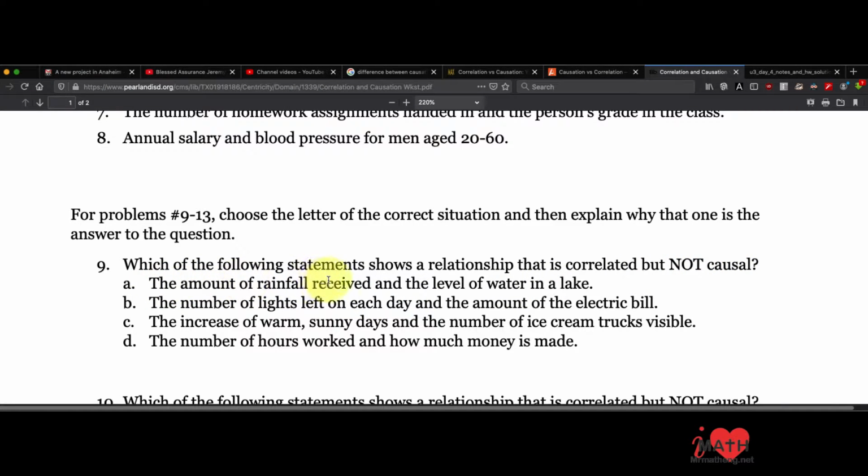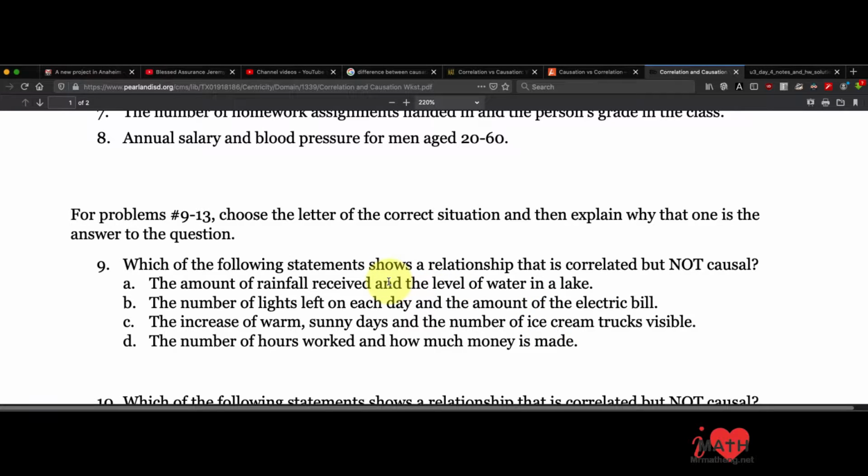The amount of rainfall received and the level of water in the lake. Rainfall causes water in the lake, yes, it does. The number of lights left on each day and the amount of the electric bill. My kids leave the lights on, my electric bill is higher. Yes, because I'm paying based on electricity.